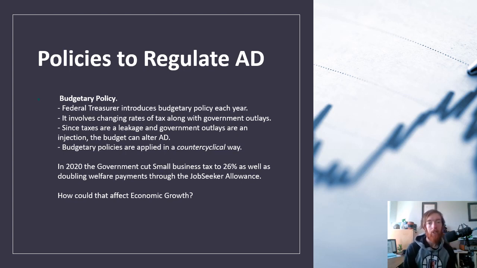And so it involves changing tax rates along with government outlays. And since taxes are a leakage and government outlays are an injection, the budget can alter the overall level of aggregate demand. And they say budgetary policies are applied in a counter-cyclical way.